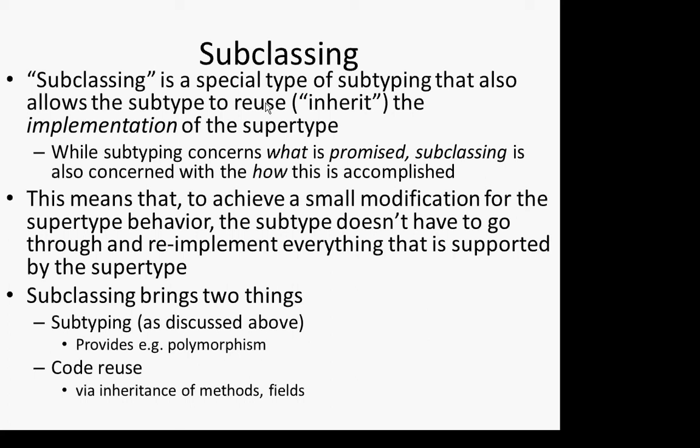So subtyping concerns what is promised. Subclassing is concerned with how this is accomplished. It actually reuses the implementation. And that's why I can't say this class extends a collection. It implements the collection, but it doesn't extend it. There's no reuse of implementation. So with subclassing, I'm actually reusing the implementation. Okay. Now, it turns out that this sounds great, but it also comes with some big dangers. Okay. It comes with some giant dangers.